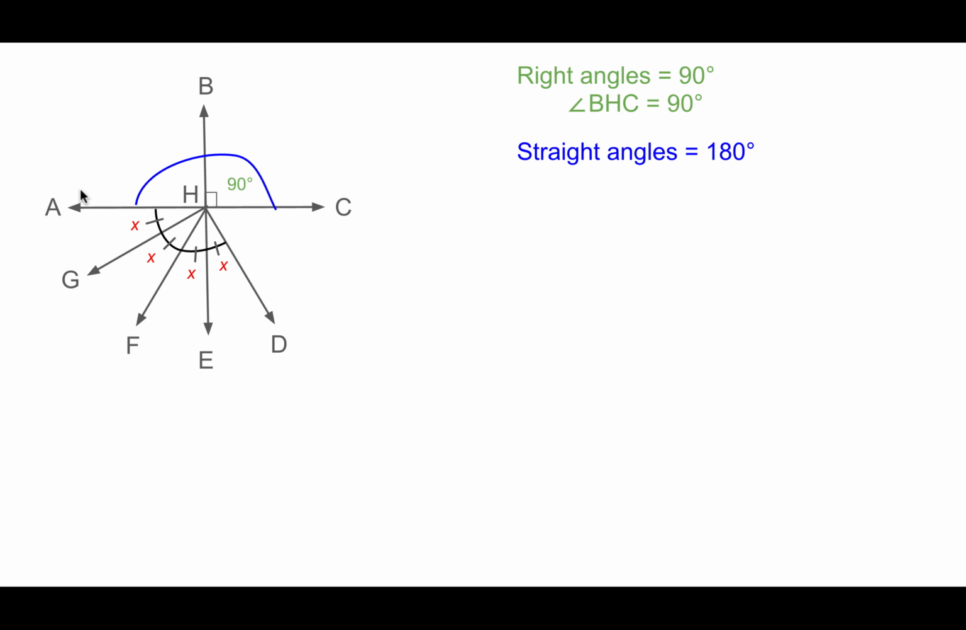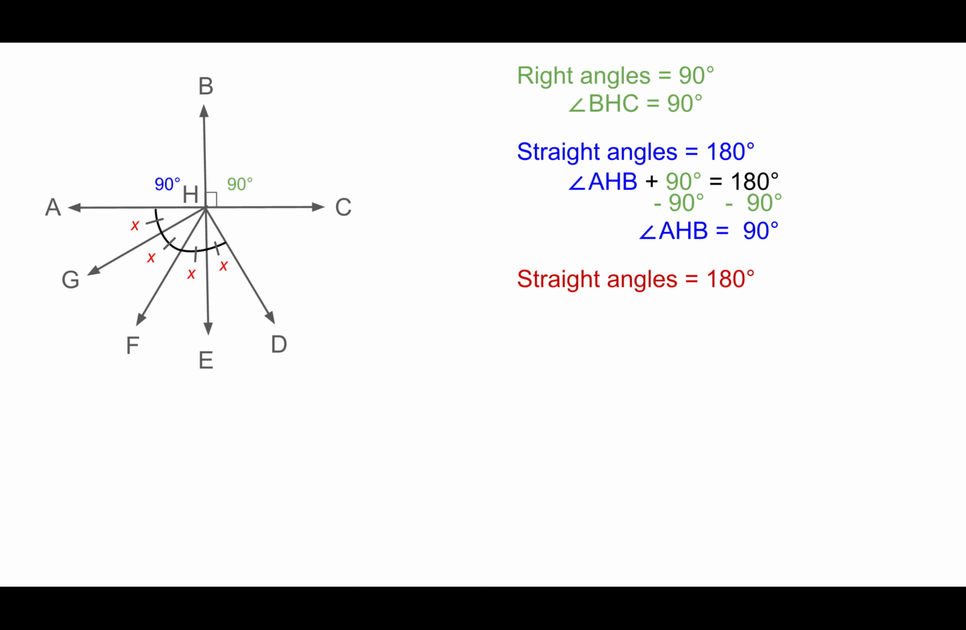Straight angles are 180 degrees. So my straight angle is angle AHC. So I know that AHB or BHA plus my 90 degrees equals 180. I subtract 90 from each side, and AHB then is 90 degrees as well. I also know that straight angles equal 180 degrees. So BHE is a straight angle, so the sum of all of these angles equals 180.